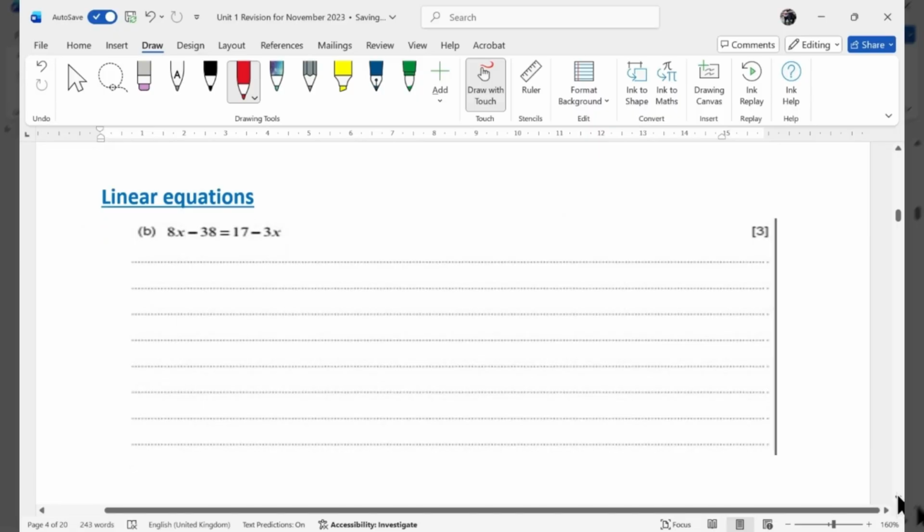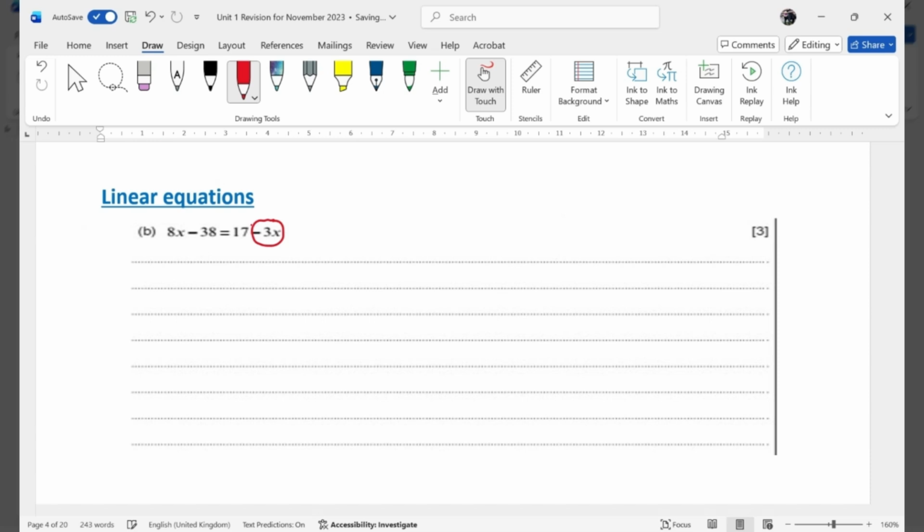Linear equations, I want positive x's. So let's move the x's to the left-hand side and move the numbers to the right-hand side. So I end up with 8x, and the minus 3x comes over as plus 3x, and on this side 17 plus 38. Giving me 11x equals 55, and then giving me 55 divided by 11, which is an answer of 5.